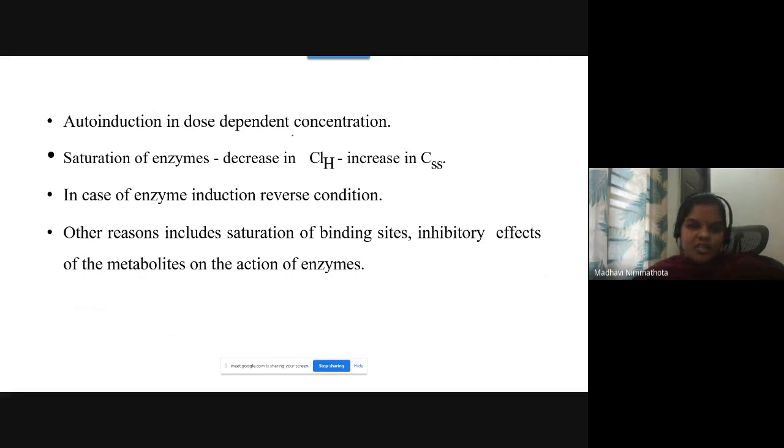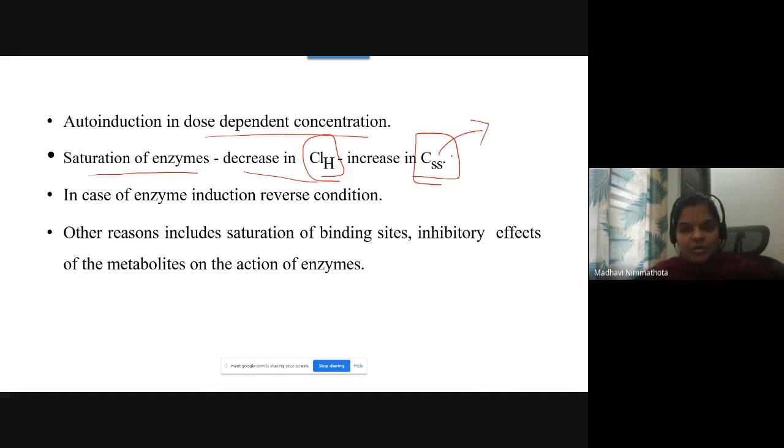Induction in dose dependent concentration. See, saturation of the enzymes will decrease the hepatic clearance and increase the steady state concentration. If it increases beyond the level, it is also one of the toxicity symptoms. And in case of enzyme induction, it is a reverse condition. We studied enzyme induction and enzyme inhibition phenomena in metabolism, right?